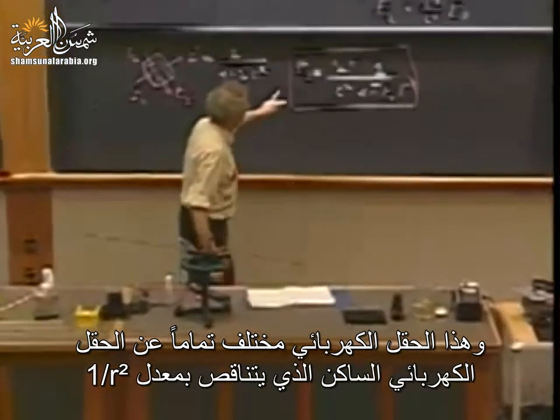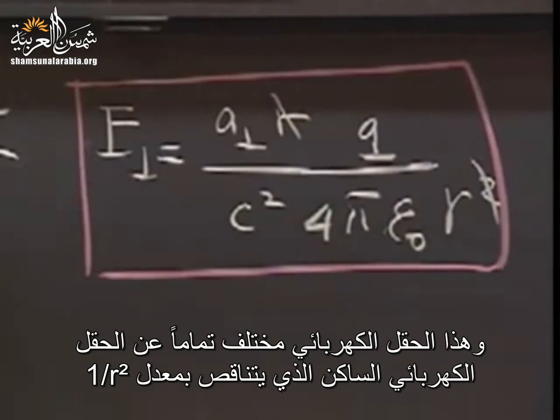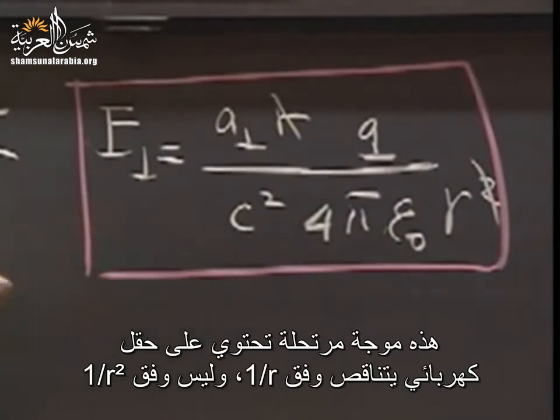And this field is very different from static electric fields, which fall off as 1 over R squared. This is a traveling wave which has an E field that falls off as 1 over R, not as 1 over R squared.